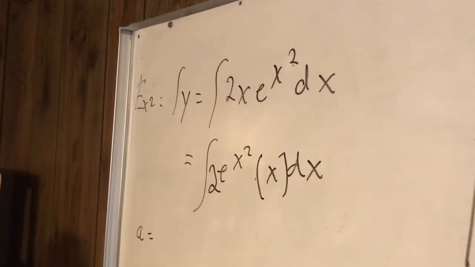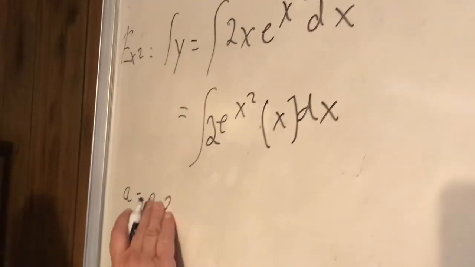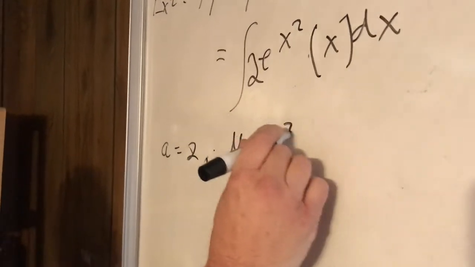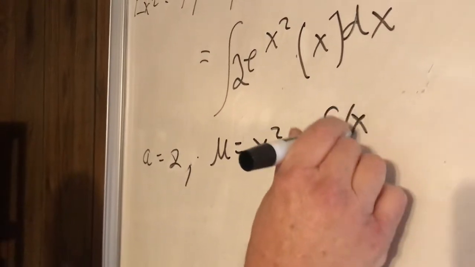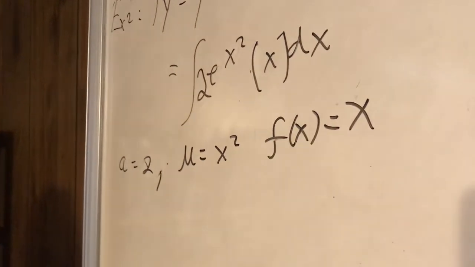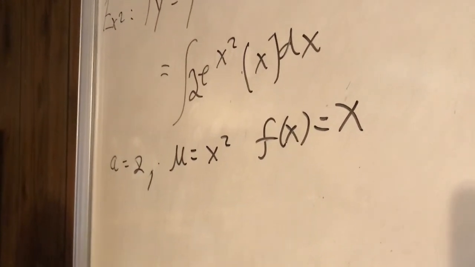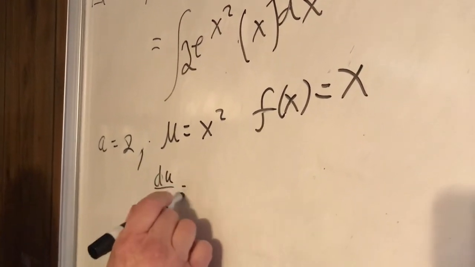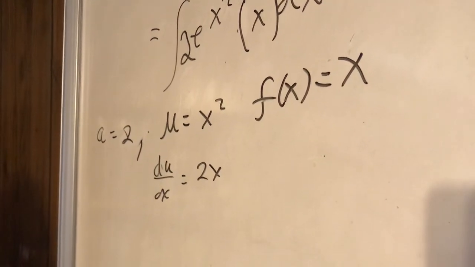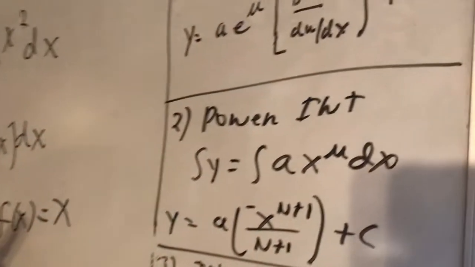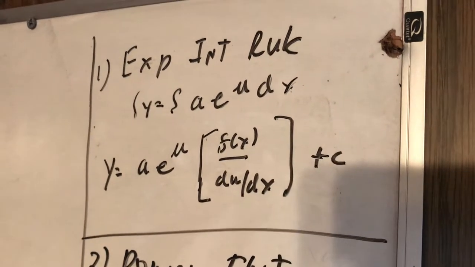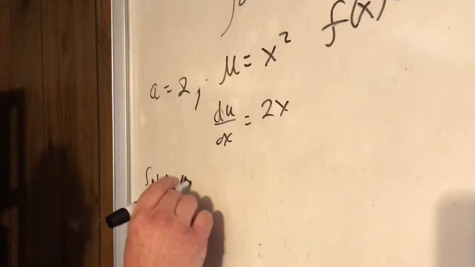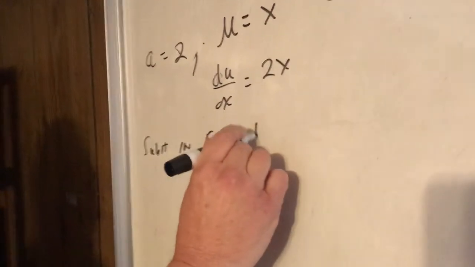Okay? So a equals 2. U is going to be the power. F of x is going to be x. This time it is a polynomial in x to the first power. I need du dx, looking at my rule. And now I have everything. If I look at my rule up there, I have a, u, f of x, and du dx. So let me substitute in the exponential integration rule.